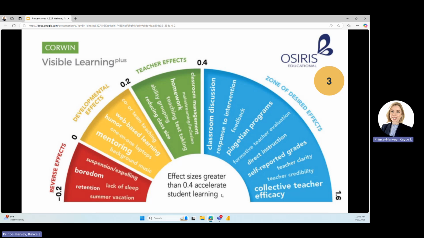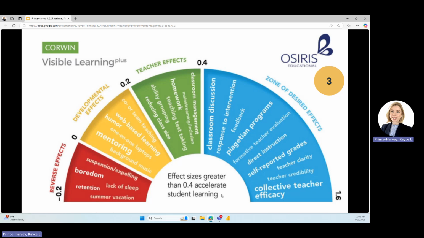John Hattie compiled this research to determine which instructional strategies have the most significant impact on student learning. He introduced the concept of effect size to measure the influence of different factors on learning outcomes. Effect size is a statistical measure that indicates the strength of the relationship between a factor and student achievement.